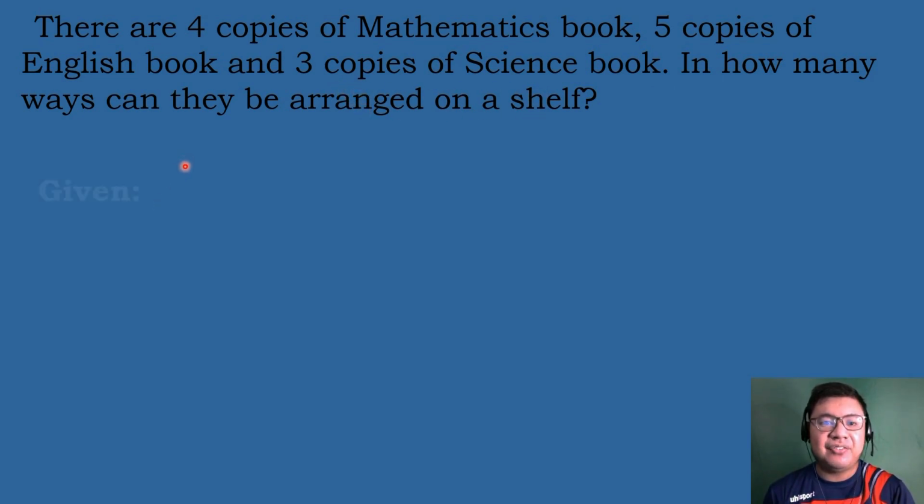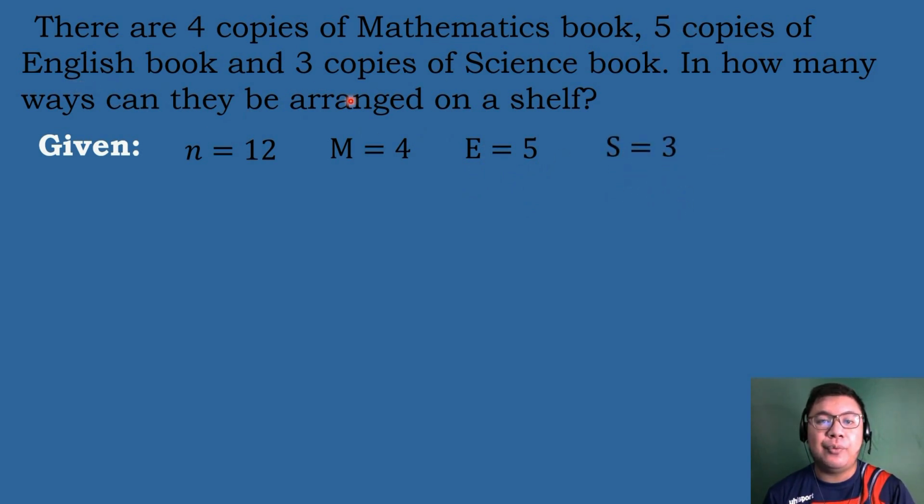So we will identify the given. The number of objects is equal to 12 because there are 12 books all in all. We have 4 plus 3 plus 5 is equal to 12. So n will be equal to 12. And then we have M is equal to 4. We have 4 copies of mathematics book. E is equal to 5 for the English book. And then S is equal to 3 copies of science book.